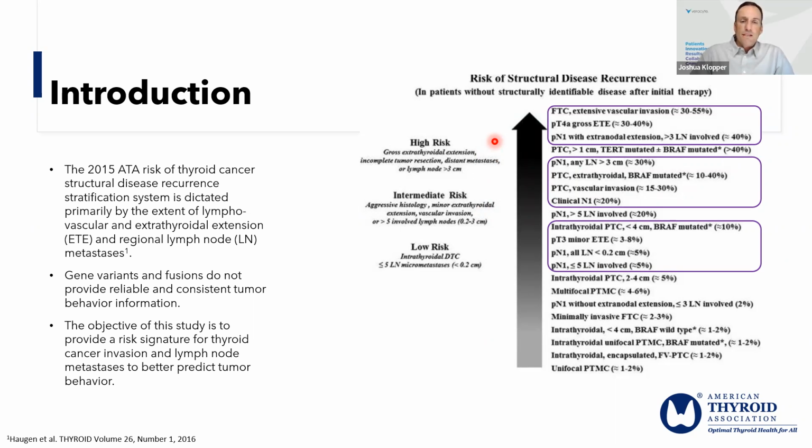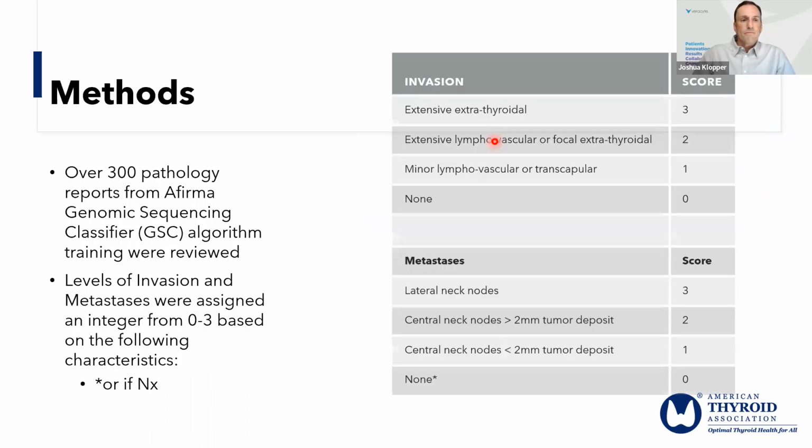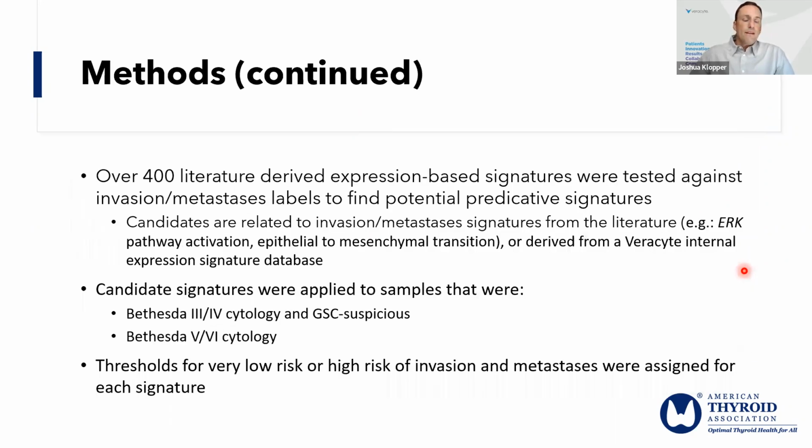The objective of this study is to provide a risk signature for thyroid cancer, invasion, and lymph node metastases to better predict tumor behavior. Over 300 pathology reports from Afirma genomic sequencing classifier algorithm training were reviewed. There was an integer assigned to indicate the extent of invasion or metastases, as seen here. And over 400 literature-derived expression-based signatures were tested against invasion and metastases labels to find potential predictive signatures. Candidates were derived from the literature or from a Veracyte internal expression signature database.